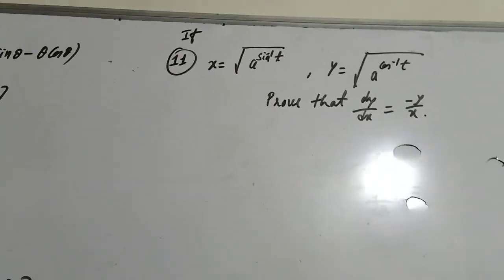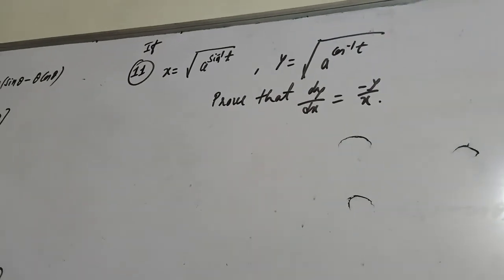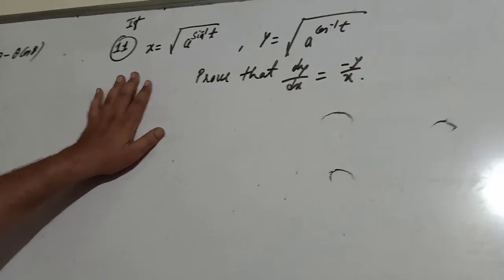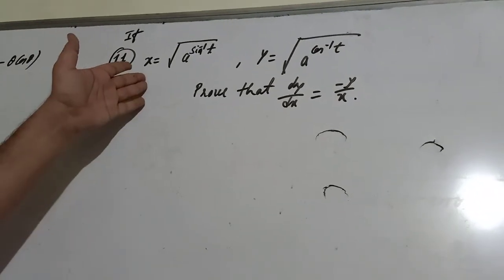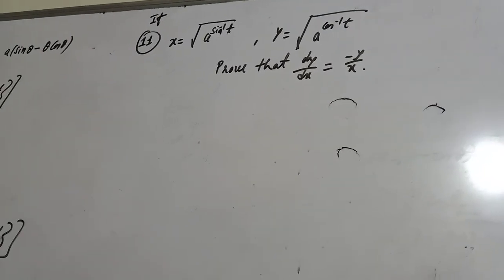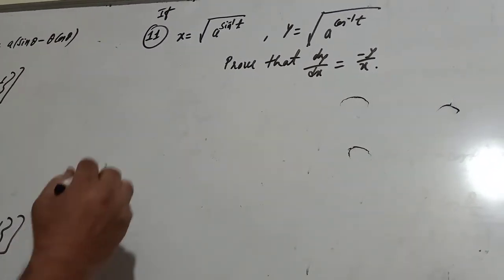Now the 11th question, this is very important. It has come many times in board examinations. There are 2-3 ways to solve this question. We can find dx by dt and dy by dt. The other, simplest method is what I am explaining, a very simple method. Within 3-4 steps we can complete this question.